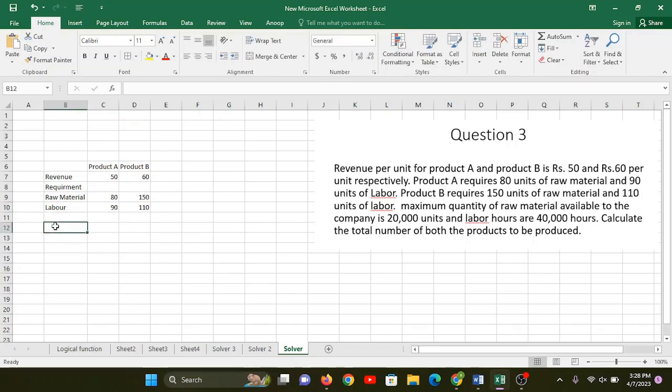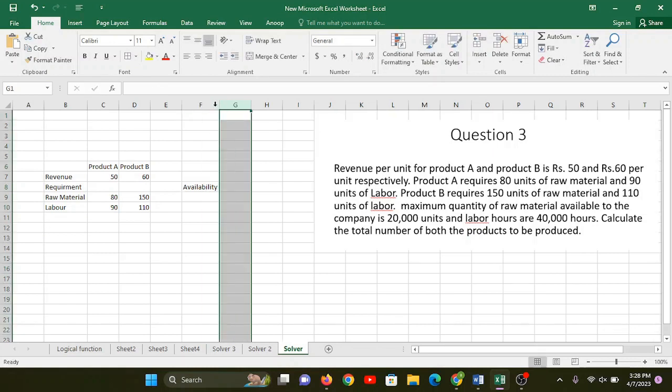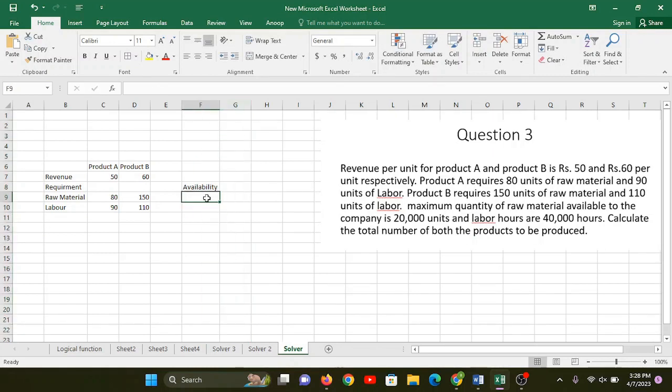Then you have maximum availability. Let's fix it up here. Availability of maximum availability of raw material and labor. In question, what is given is you have for raw material it is 20,000 units. For labor you have 40,000 units. This is your maximum availability, and then you see what quantity are you going to produce.